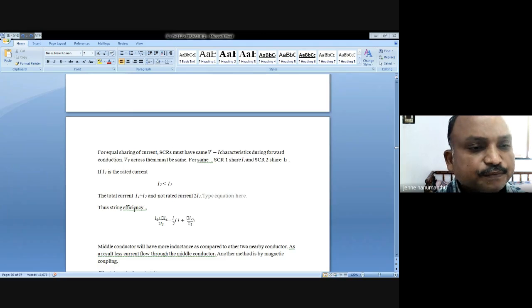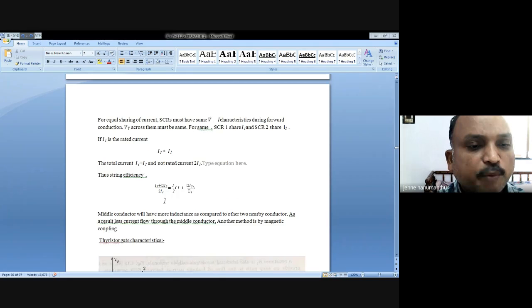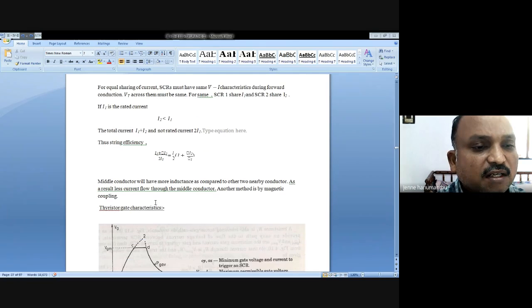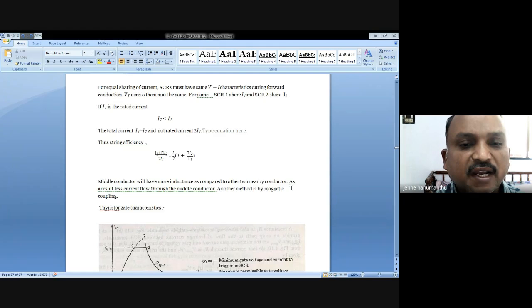So the string efficiency can be calculated like this. (I1 + I2) / 2I1, which can be written as 1/2 × (1 + I2/I1). And the middle conductor will have more inductance as compared to the other two nearby conductors. As a result, less current flows through the middle conductor.